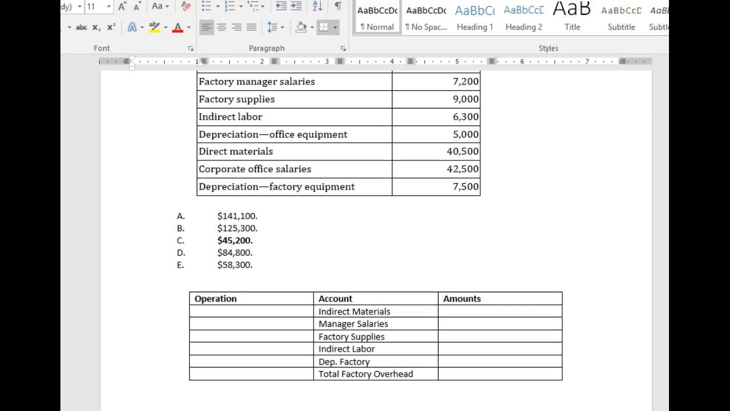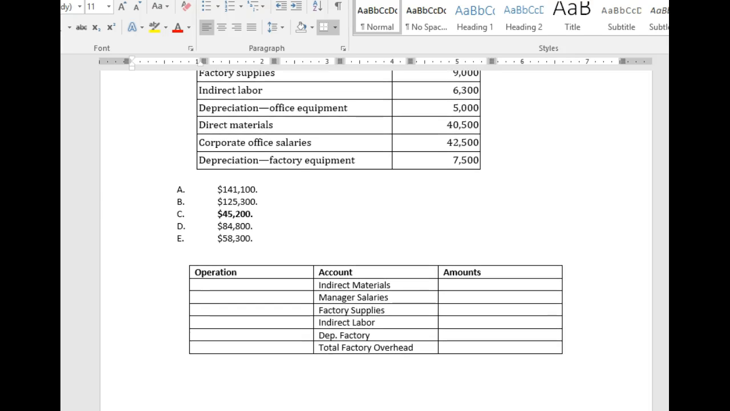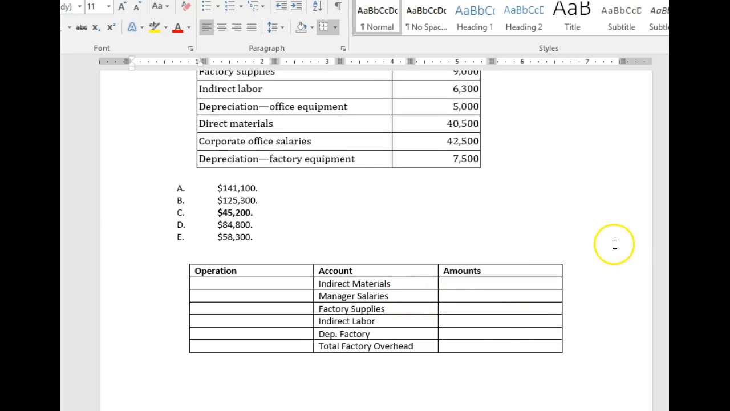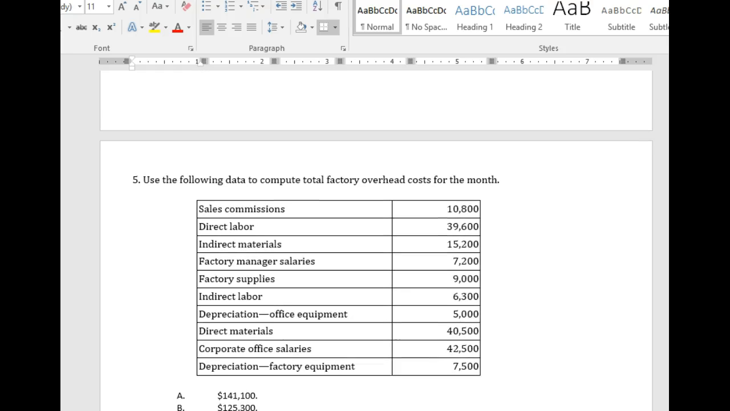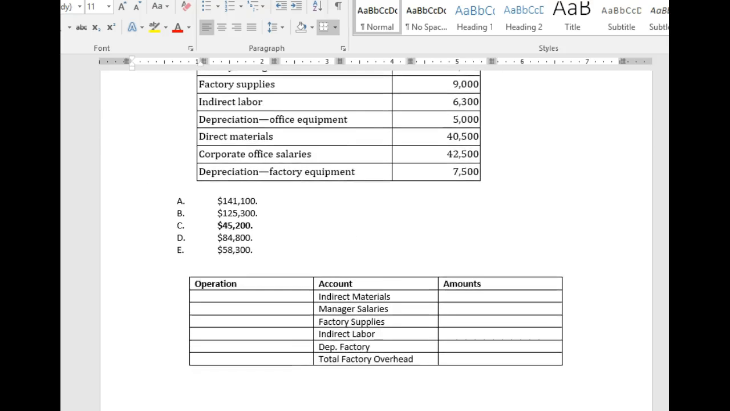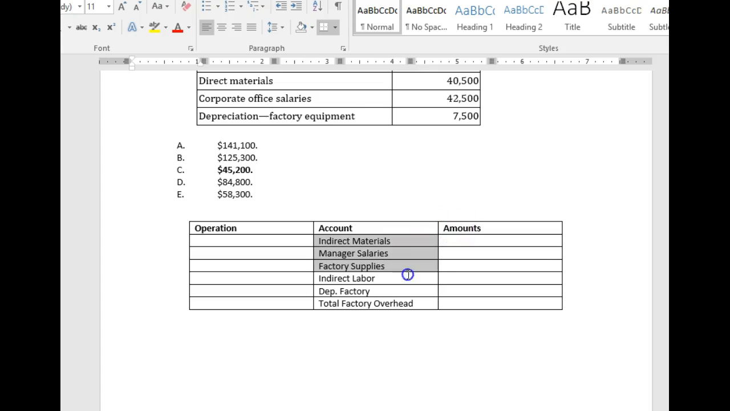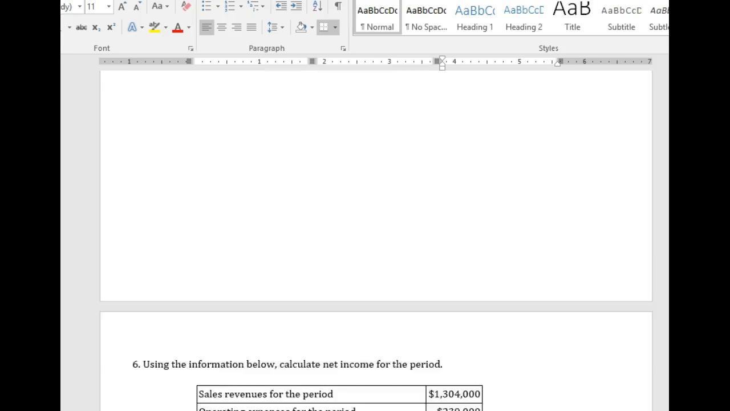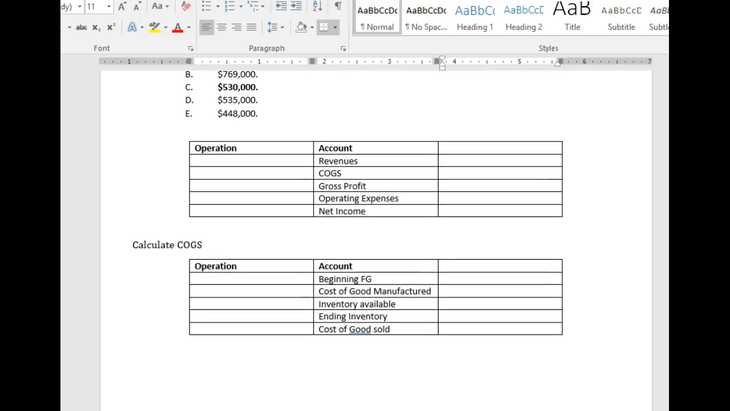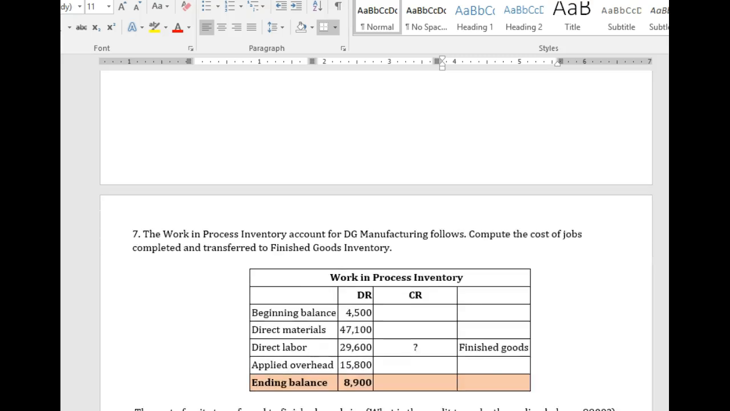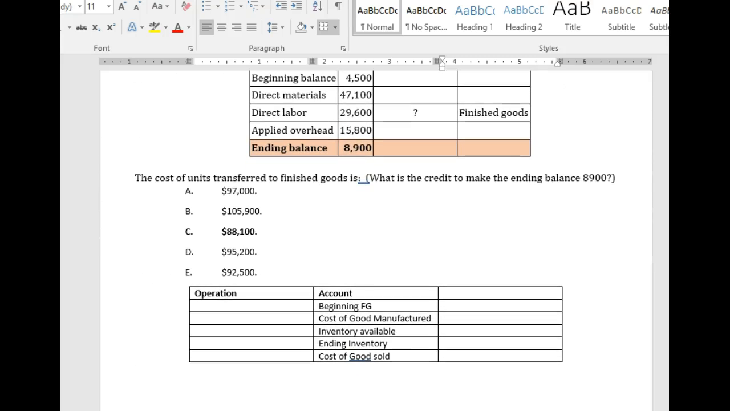Now the rest of them are really very similar to the ones I just did. What are we calculating here? Overhead costs. So you need to find all of your overhead costs and figure out what the total overhead is, and it should equal 45,200. Same thing in this one, you have to figure the calculation of cost of goods sold before you can do the net income at the top. And there's one more.